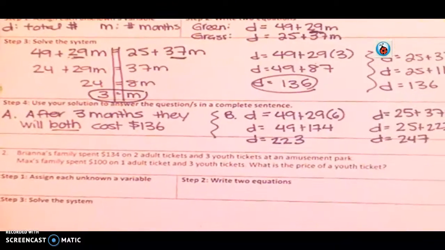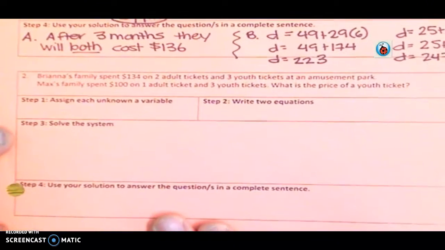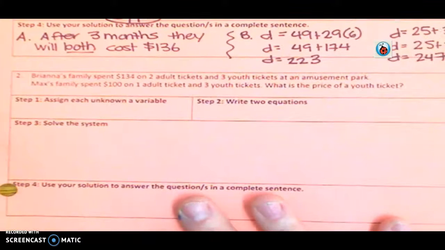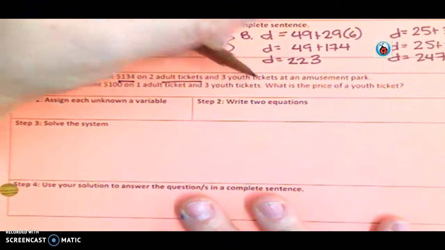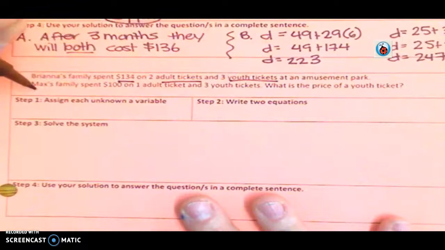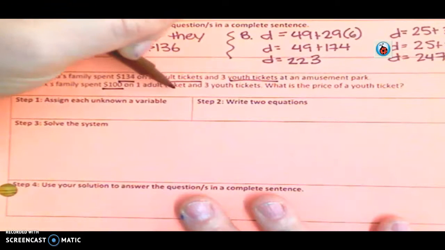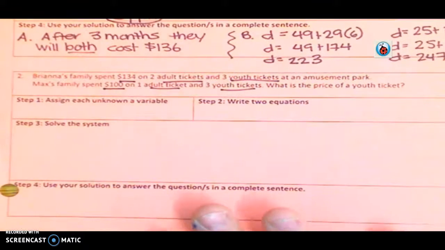Okay. All right, let's take a look at the next one. Now this one here, let's take a look and read. We have Brianna's family spent $134 on 2 adult tickets and 3 youth tickets. Max's family spent $100 on those sets of tickets.